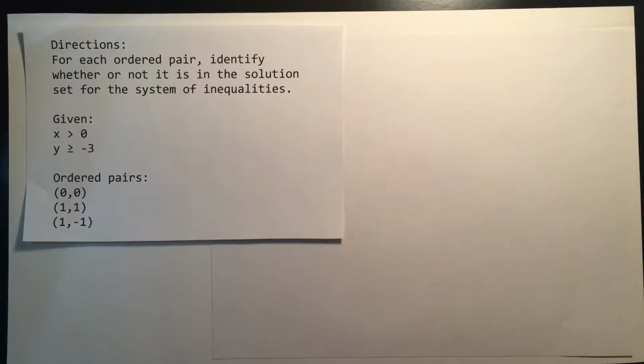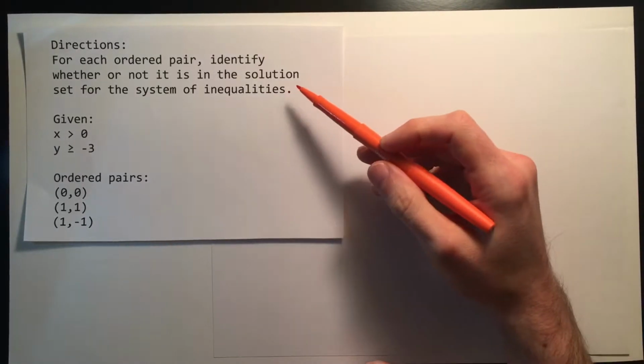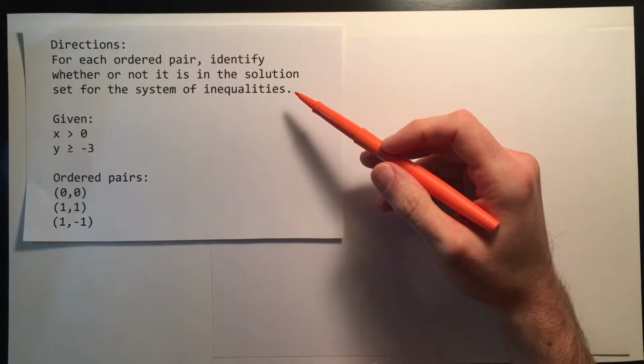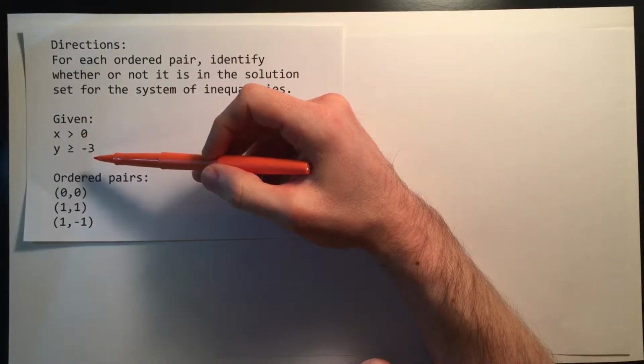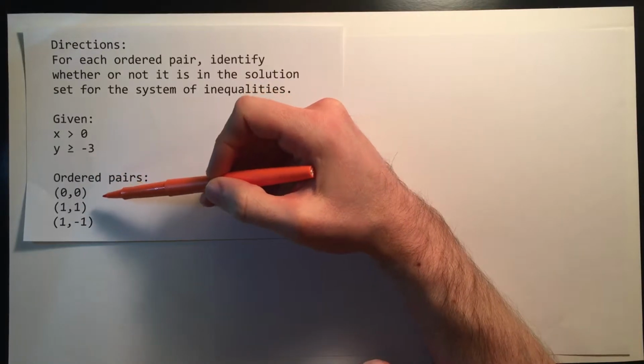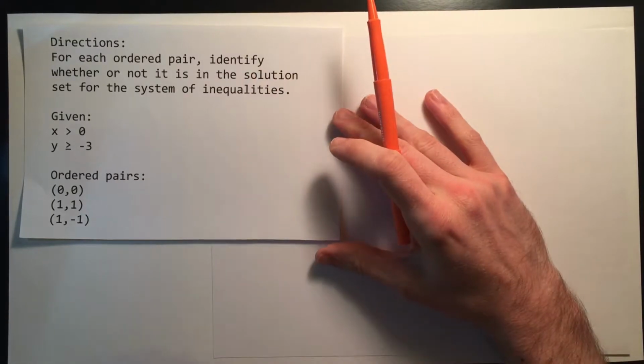Let's read the directions for the problem. For each ordered pair, identify whether or not it is in the solution set for the system of inequalities. Given x is greater than 0, y is greater than or equal to -3. The ordered pairs that were given are (0, 0), (1, 1), and (1, -1).